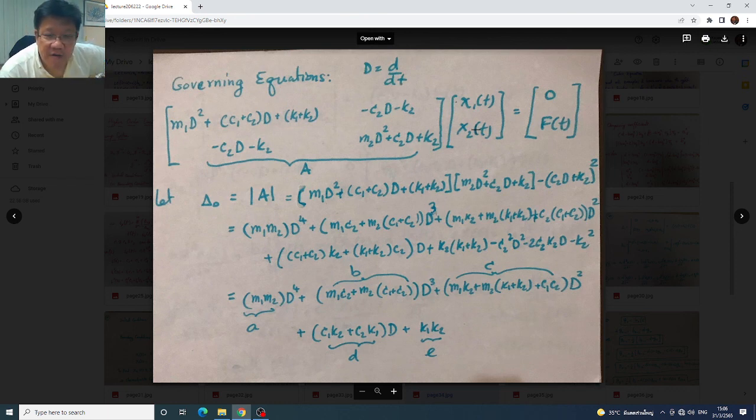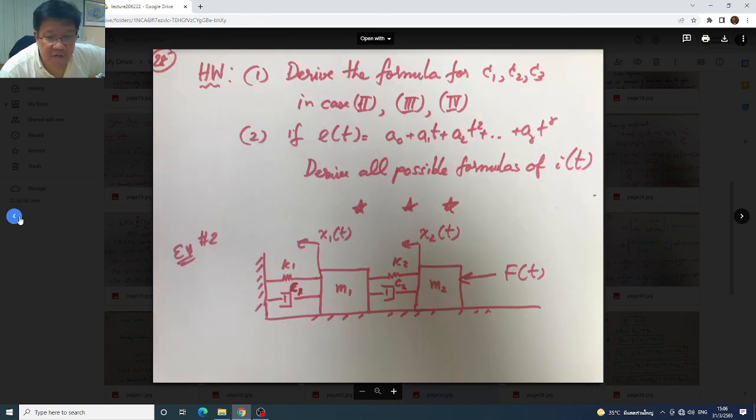Where is this governing equation coming from? I'm not going to review much because this is based on what you study in basic mechanics, especially in the part of mechanical dynamics. In engineering analysis, we call this a free body diagram, where we look at the mass m sub 1 here.